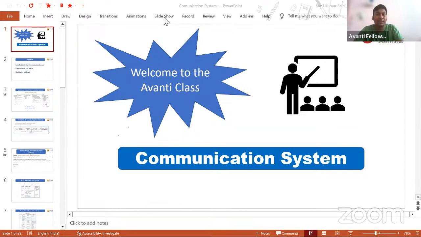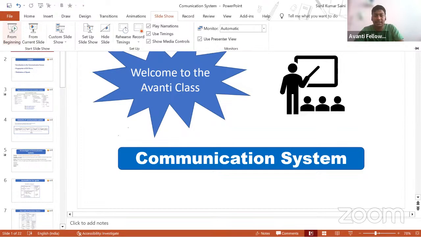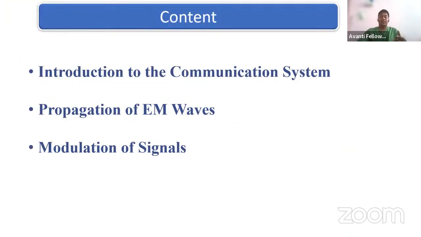As you can see here, these are the main topics of today's class. First, we will discuss what a communication system is and how we can communicate by using analog signals and digital signals. How we can convert analog signals into digital signals, and after that how sound and mechanical signals are converted into electrical signals. After that, we will discuss how we can propagate the signals in the form of EM radiation, and after that, modulation of the signal.